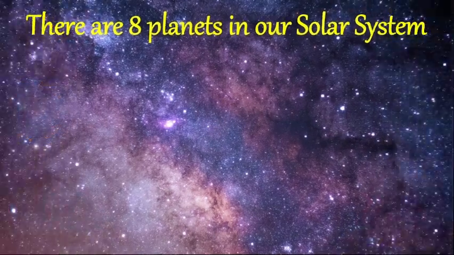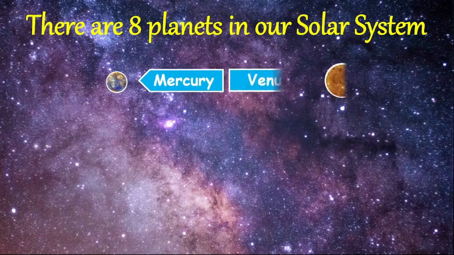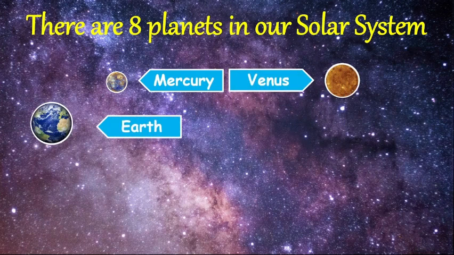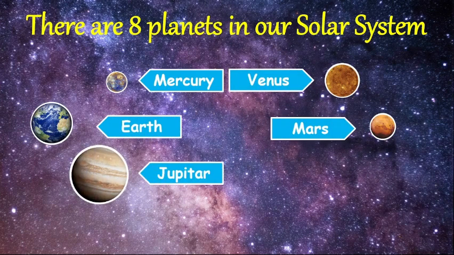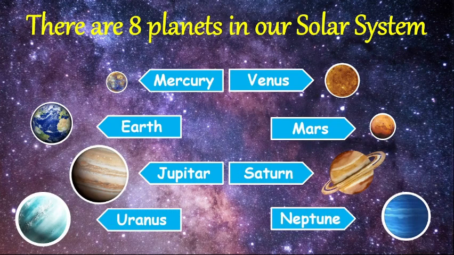Okay, now we know that there are 8 planets in our solar system, and they are Mercury, Venus, Earth, Mars, Jupiter, Saturn, Uranus, and Neptune.